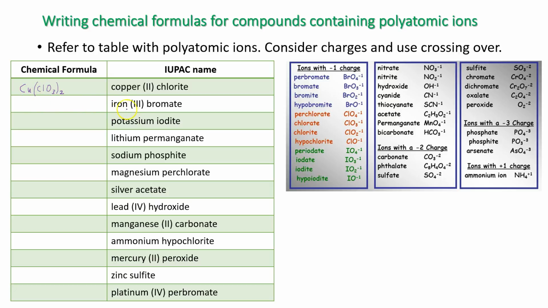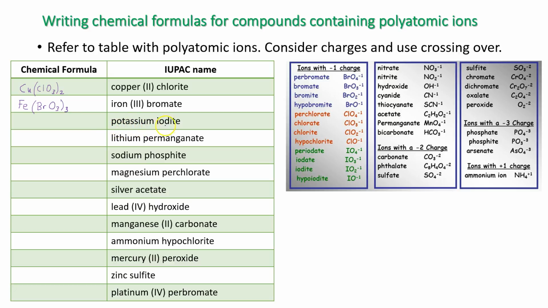Going on to the next one, iron 3 bromate. So Fe for iron, and iron has a +3 charge. Bromate has a -1 charge, so we're going to need 3 bromates. So BrO3. Okay, so there's going to be 3. So we put the bromate in parentheses, and outside of the parentheses we put a subscript of 3.